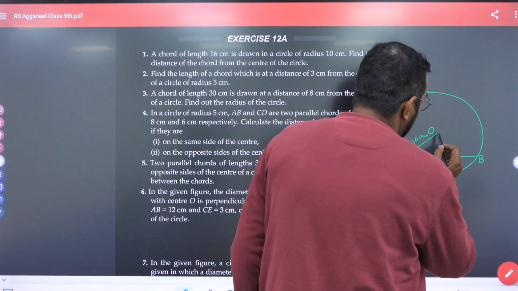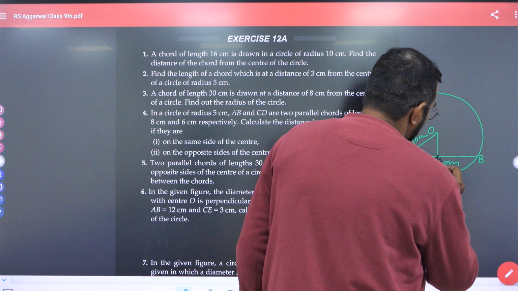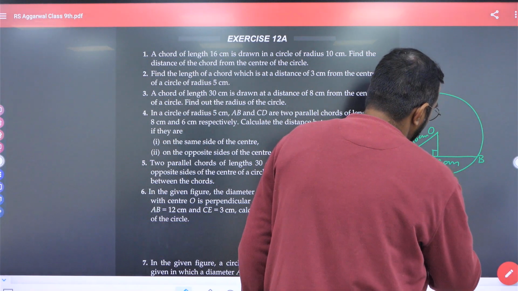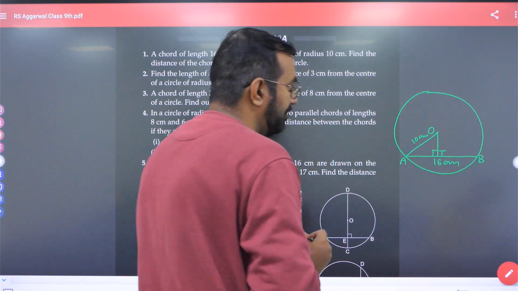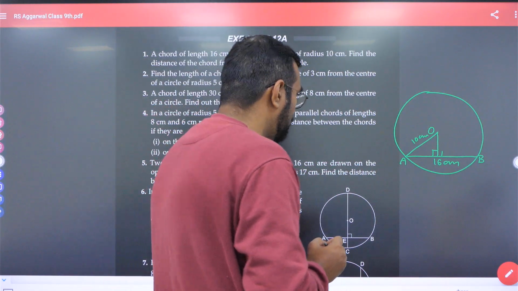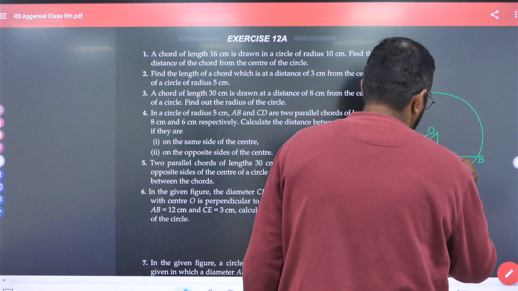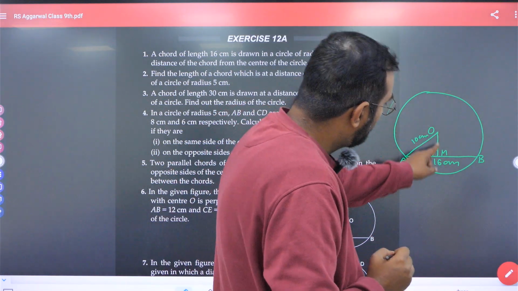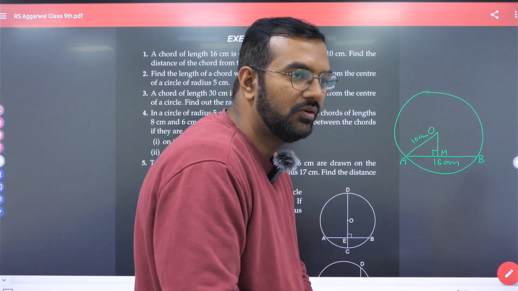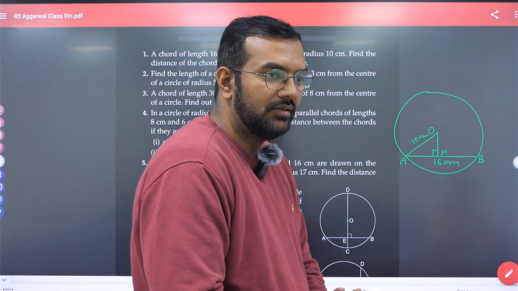So for distance we draw a perpendicular line, na? So we will draw a perpendicular line. We will name it OM. So OM is the distance, so we have to find OM. Okay, beta?